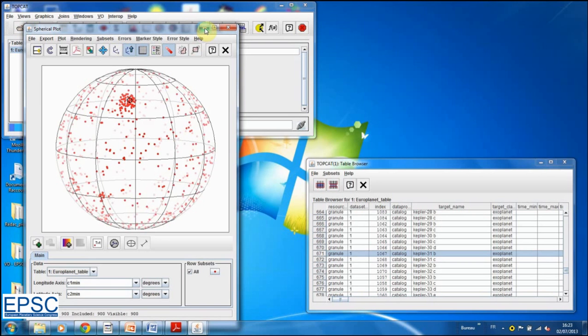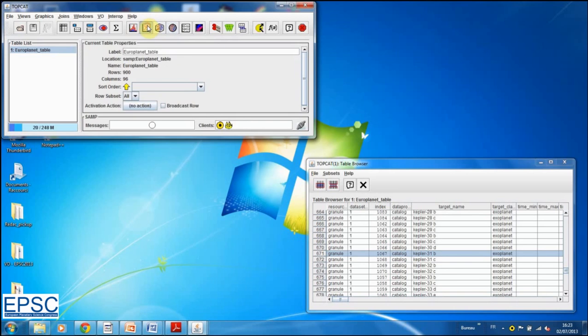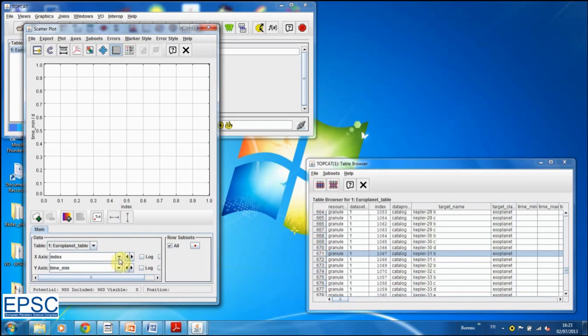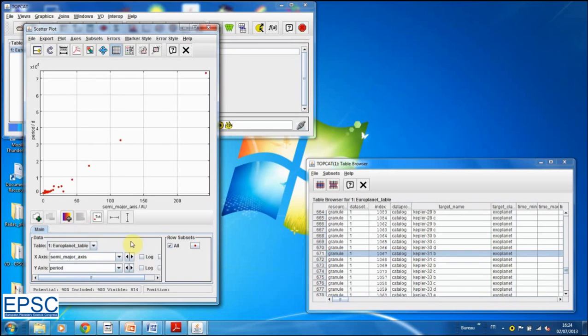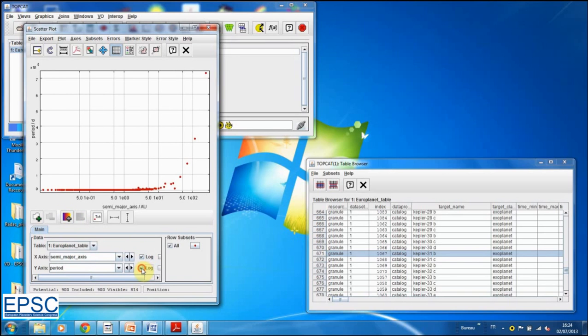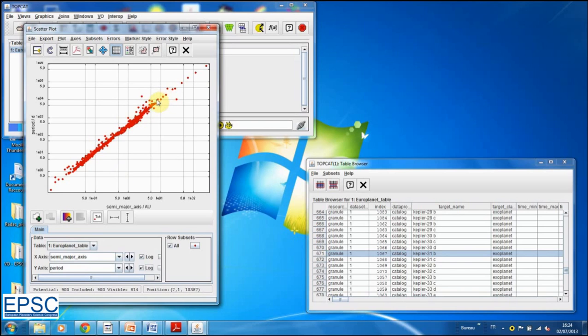What will TopCat show us if we look at this relation? We will plot the semi-axis versus the period, and to take into account the power laws of the semi-major axis and the period in Kepler's relation, we will choose logarithmic axes. As a result, we see this straight line which confirms that Kepler's law applies to exoplanets as well. This is not surprising because gravitation works the same way in every system.